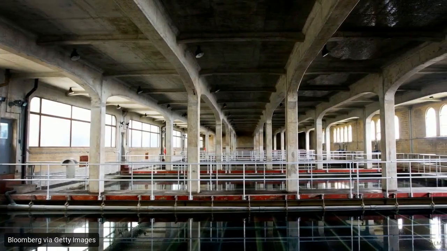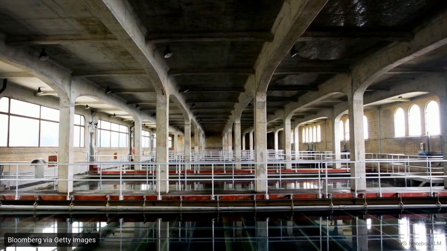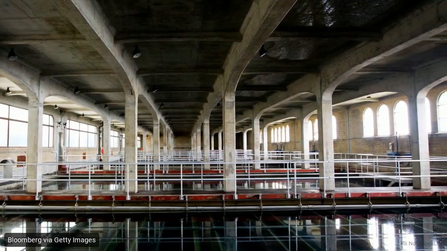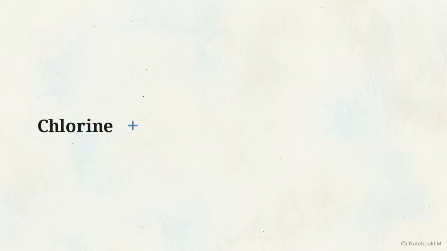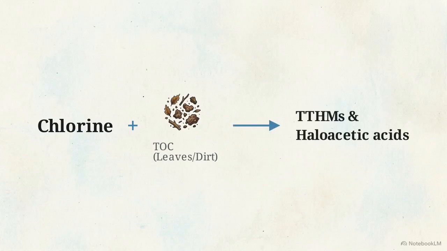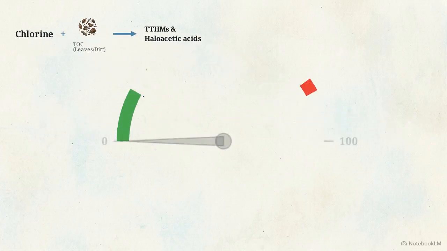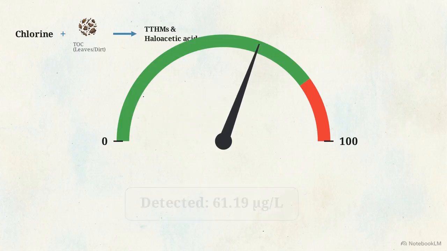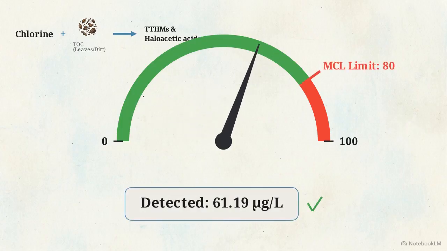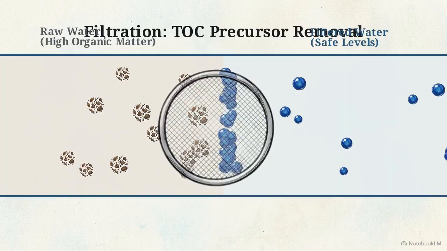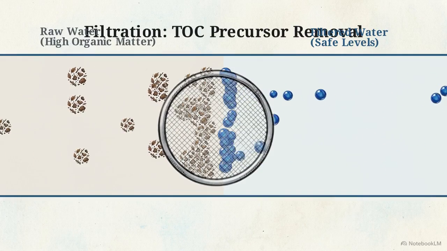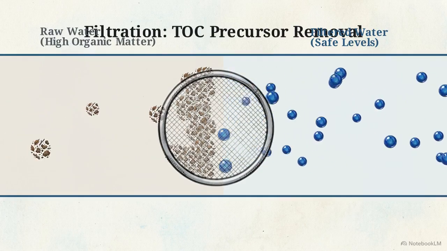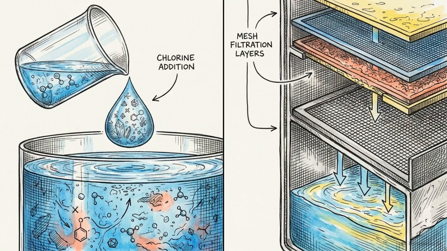Inside a facility like this, operators must kill dangerous microbes before the water reaches your home. To do that, they add disinfectants like chlorine. However, when chlorine mixes with naturally occurring organic matter, like bits of leaves or soil, it creates byproducts called TTHMs and haloacetic acids. Gotham's table shows a TTHM level of 61.19. The legal limit is 80. This indicates the filtration process is keeping organic matter low enough to prevent these byproducts from reaching unsafe levels.